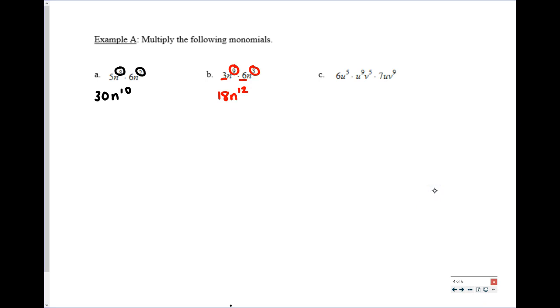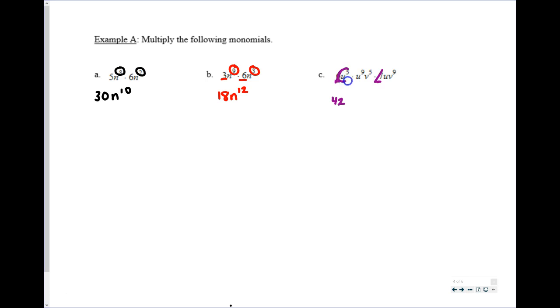Okay, now this one, I've got 2 variables. Don't panic. That's okay. Deal with these coefficients first. So 6 times 7 is 42. And when I get long problems like this, I like to cross stuff off. I really encourage it because when we get to more complicated problems, you're going to want to know what you've already done. Okay, so now focus on your other letters.